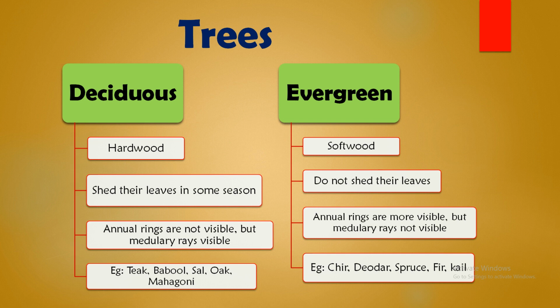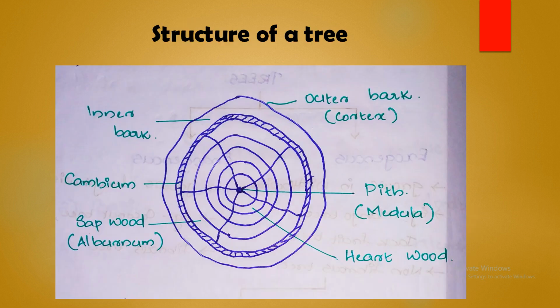The examples for deciduous trees are teak, babul, sal, oak, mahogany, etc. The examples for evergreen trees are chir, deodar, spruce, fir, kyle, etc. The evergreen trees are usually softwood and the deciduous trees are hardwood.